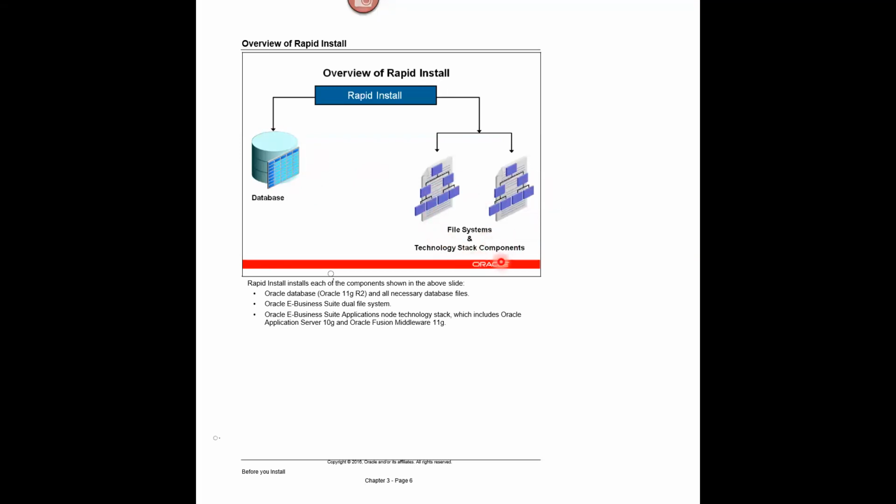So when you do a basic installation, you have the database, and also you have the file system and technology stack components. And from 12.2, we know that there is a dual file system. One is a run file system and one is a patch file system. We also have the Oracle E-Business application node technology stack, which includes Oracle Application Server 10g. Oracle Application Server 10g is nothing but your forms and reports, and also Fusion Middleware. Oracle Fusion Middleware means your WebLogic server, right? So these two components also, Rapid Install will install.